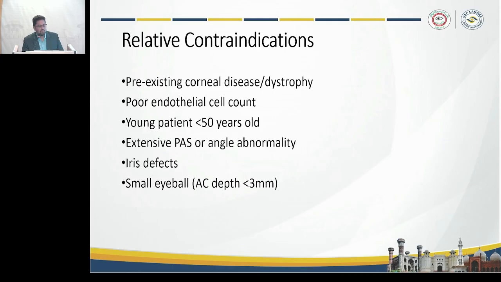Relative contraindications would be any pre-existing corneal disease or dystrophy, which would contraindicate the use of ACIOL. A poor endothelial cell count, a younger patient with an age of less than 50 years, an angle abnormality or peripheral anterior synechiae, any cases of iris defects, or any case of hypermetropia with a small eyeball, less than 3 millimeters of anterior chamber depth.